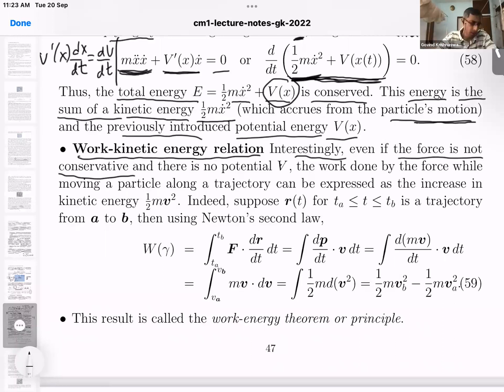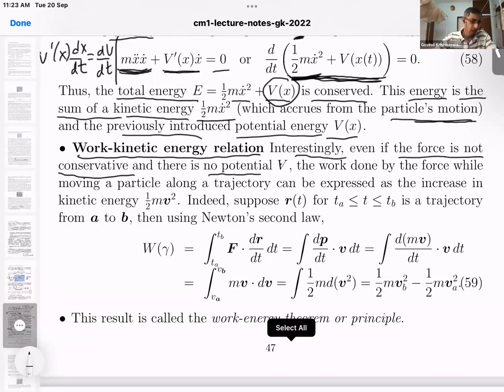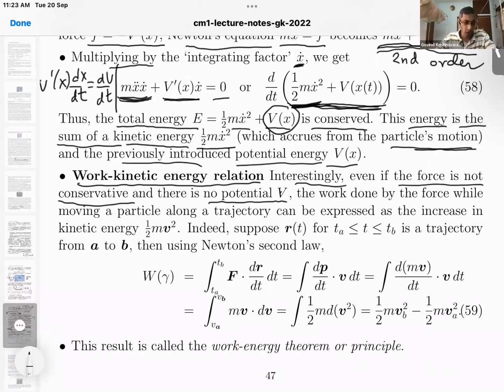But we are going to make use of this concept of kinetic energy that I have introduced just now. That concept makes sense whether or not there is a potential energy. I'm not saying it's conserved and so on. It is simply a formula. And consider it. See how we can interpret it.